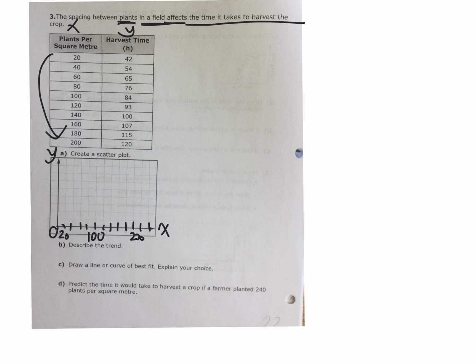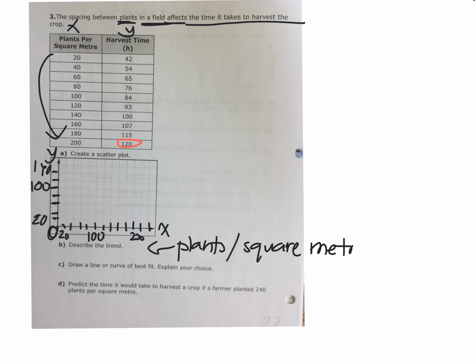Now, the y-axis is a little more tricky. What's the largest number there? 120. Okay, we have to get up to 120 for the y-axis. So we're starting at 0. What would be a good scale? We can count by 20s again. I have enough space. So 20, 40, 60, 80, 100, 120, 140. Okay, so we're looking at plants per square meter for X, and Y is harvest time.